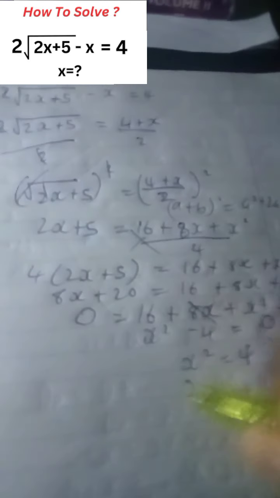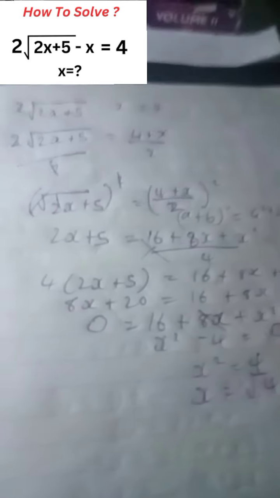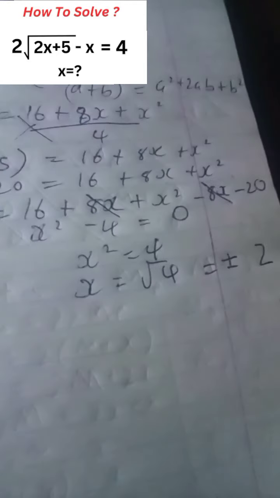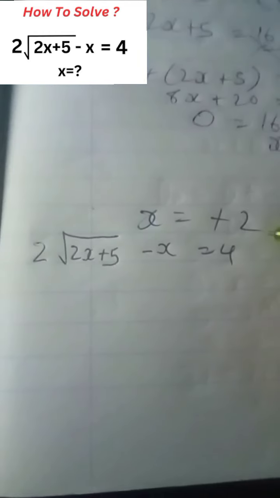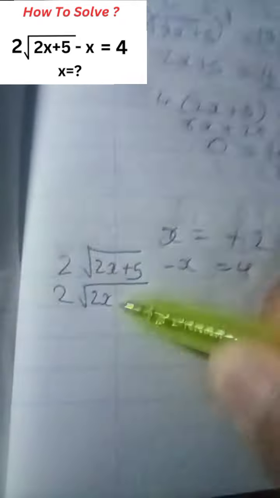Square root both sides, we have x is equal to the square root of 4, which is equal to plus or minus 2. The square root of any positive number is always the plus or the minus of the square root number. Now that we've gotten our solution as x equals plus 2 or x equals minus 2, let's confirm. From the initial equation, let's plug in x.